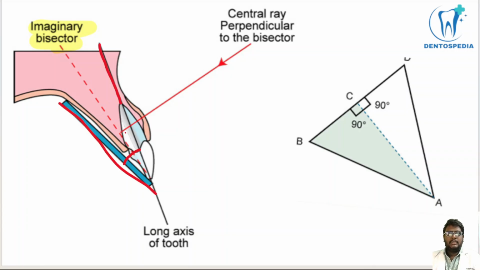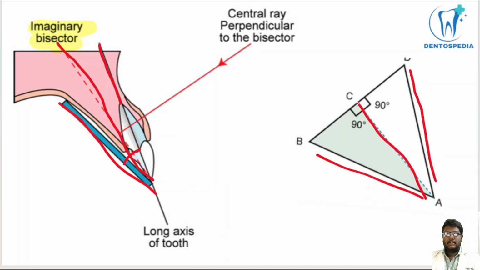We have to project in such a way that X-rays should be perpendicular to this imaginary bisector. Okay, this is the application of Cieszynski's rule of isometry. And here the long axis of the film is represented by AB, right? And the long axis of the tooth is represented by this line, and this AC is the bisector.